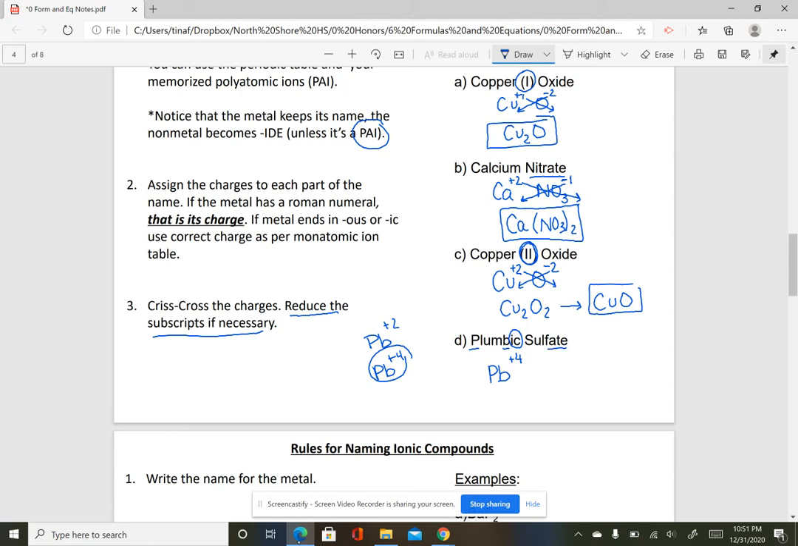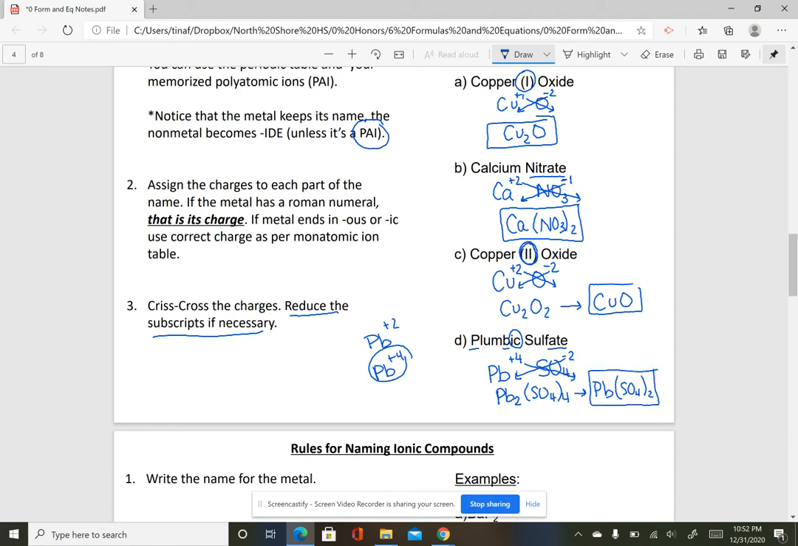Sulfate is a polyatomic ion. It's got a -2 charge. If I crisscross, I get Pb2SO4, and now I look at my subscripts. I have a 2 and a 4. That can be simplified to a 1 and a 2.